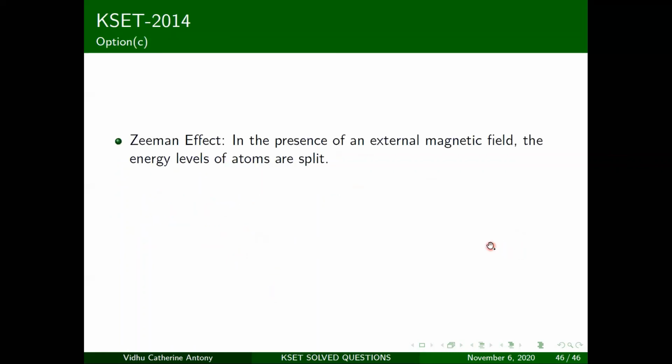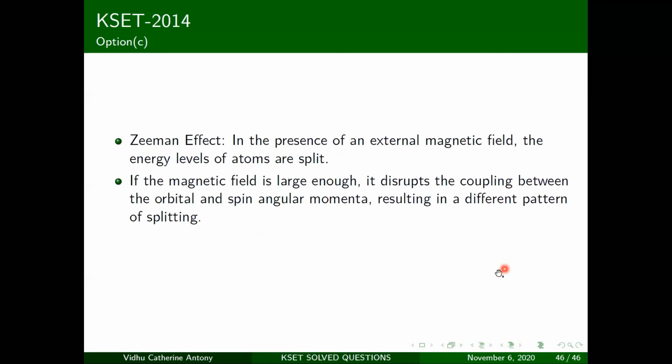So what is the Zeeman effect? It's the splitting of spectral lines under the presence of a magnetic field. What is the Paschen-Back effect? It depends on the magnetic field that you apply. If the external magnetic field is large enough, it breaks the coupling between the spin and orbital angular momentum, and it gives you a different splitting pattern. This is called your Paschen-Back effect.